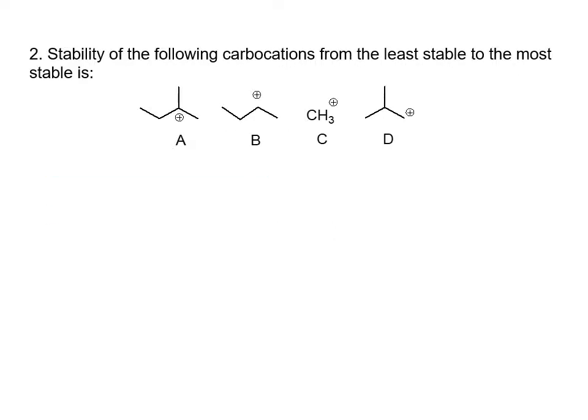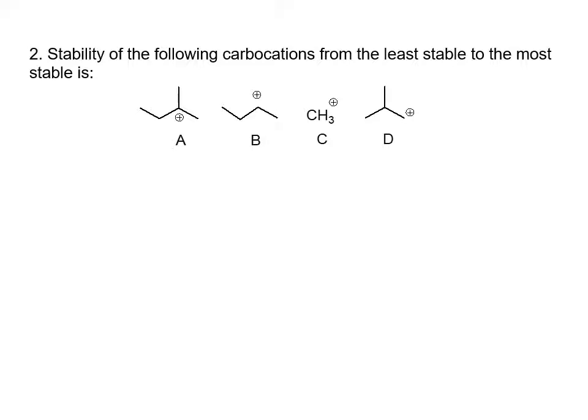Stability of the following carbocations from the least stable to the most stable is. So you look at these carbocations and you classify them. Least stable would be methyl cation. Which one is methyl cation? Well, that's C. That's the least stable. Then second least stable would be primary cation. So of the remaining A, B, D, is there any primary?